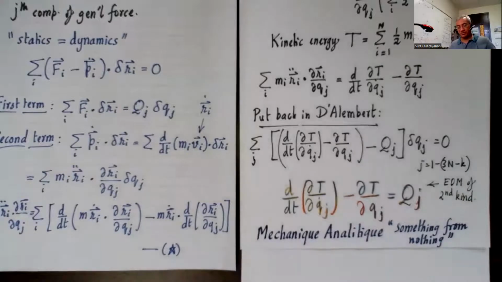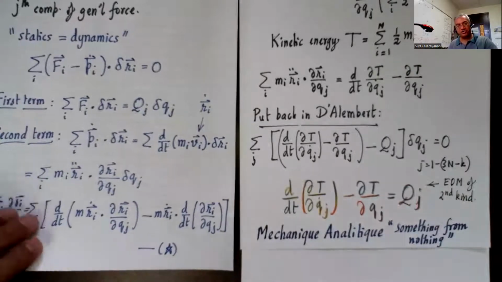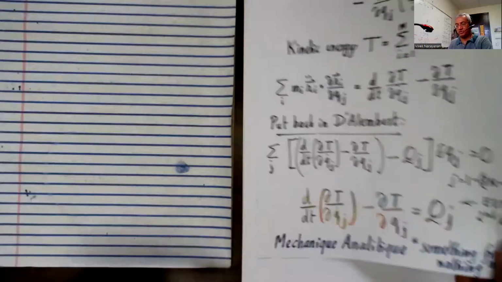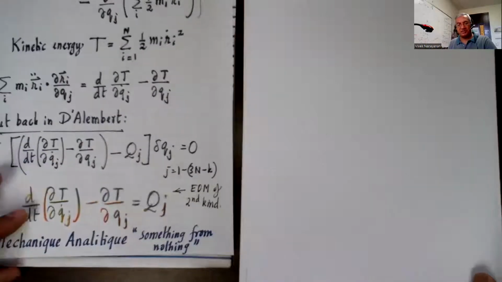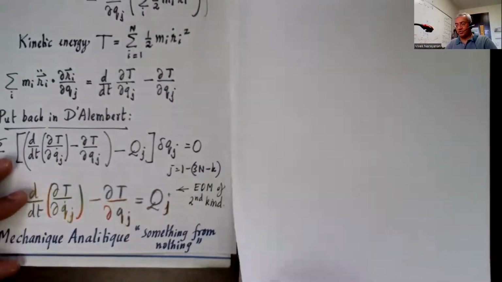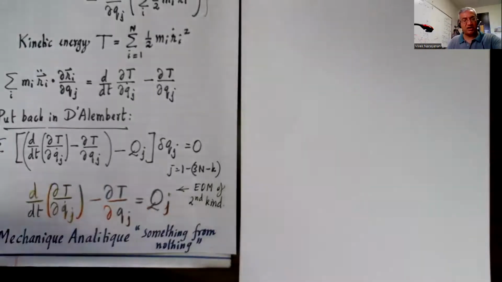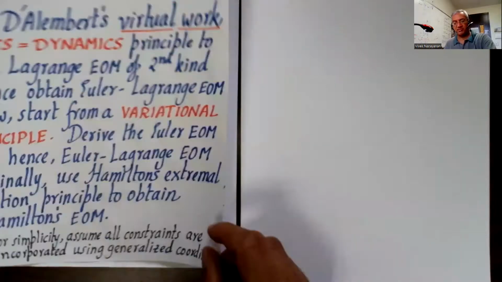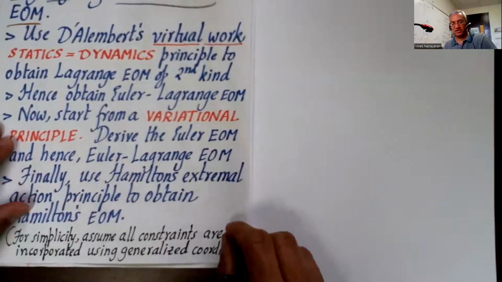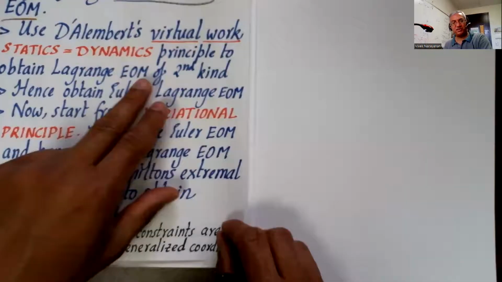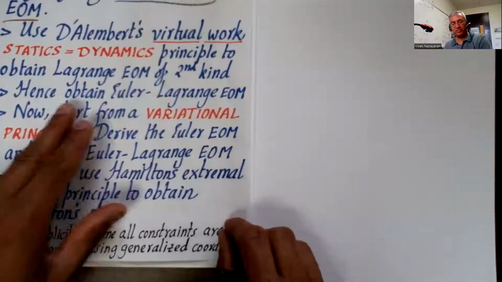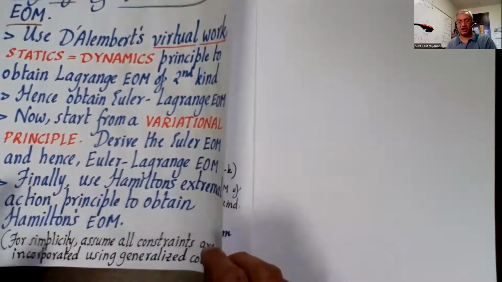The equations of motion of the second kind are actually more general than the equations people usually use in even graduate school. The equation that's commonly used is simply called the Euler-Lagrange equation, and that is a special case. So our first part of the problem is finished. We have obtained Lagrange's equations of motion of the second kind, hence obtain the Euler-Lagrange equations of motion. How do we get that?